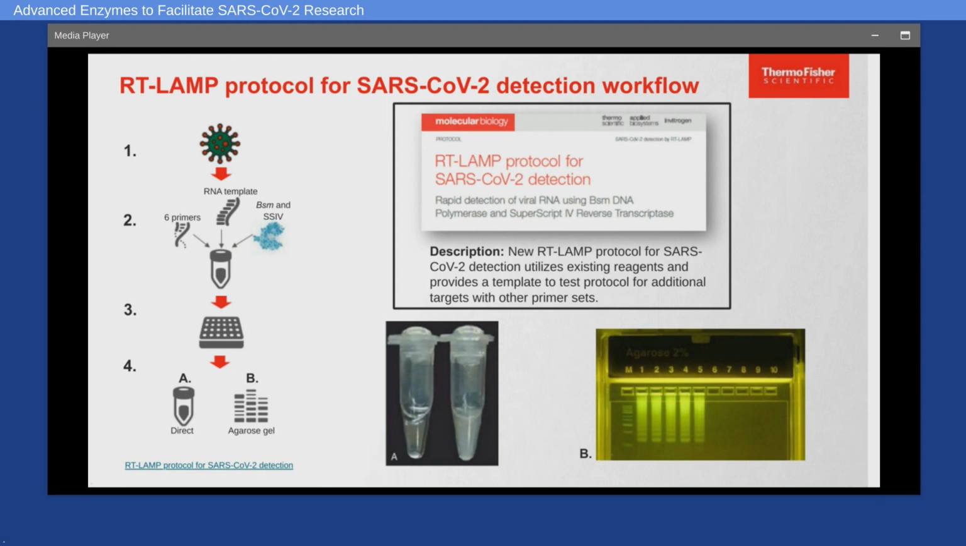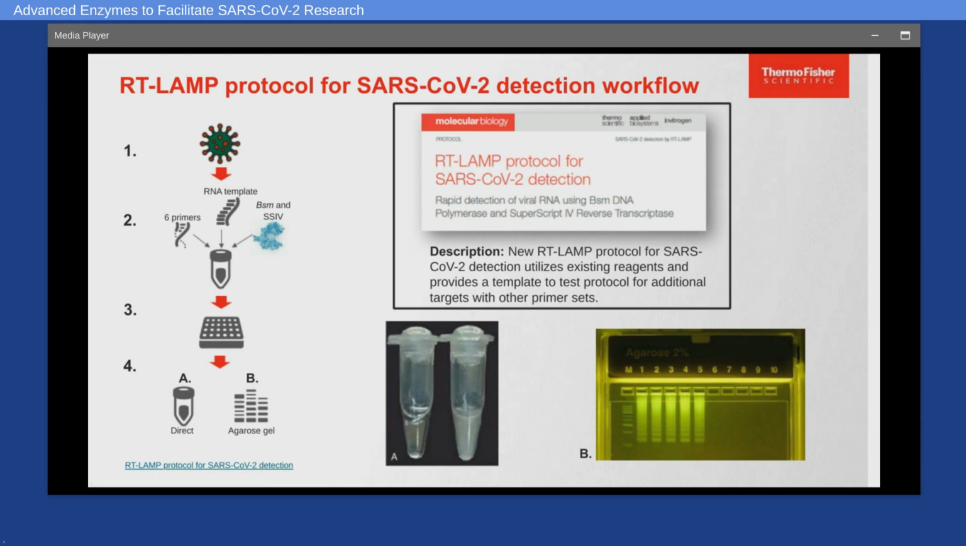Recently, we published an application note detailing an optimized RT-LAMP protocol. This slide shows the simplified RT-LAMP protocol workflow designed by us for rapid detection of SARS-CoV-2. This protocol does not require new reagents. All the reagents used in this protocol are existing reagents, and can be ordered on our website. It also provides a template to test the protocol for additional targets with other primer sets.